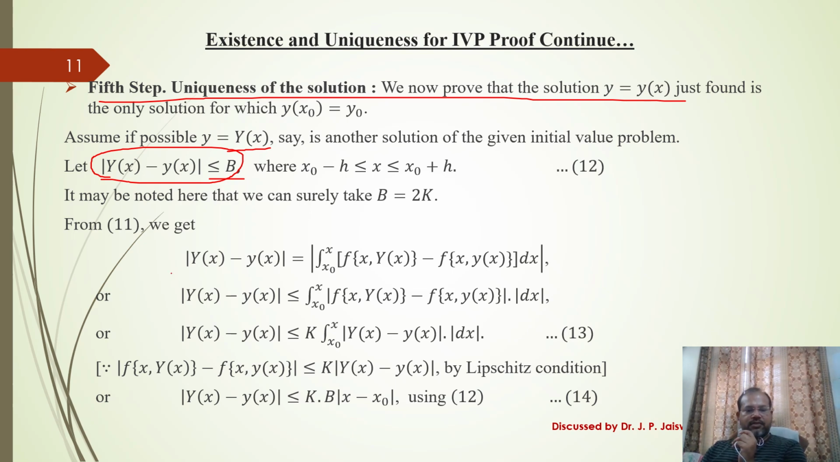Now by the Picard iteration, since both are solutions, both satisfy the Picard iteration. I am taking the modulus inside the integral, so it becomes greater or equal. Now I am using the Lipschitz condition. So it becomes k|Y(x) - y(x)|, k goes outside, and we have proved it is bounded, so it is k times b. The integration of dx is nothing but |x - x0|.